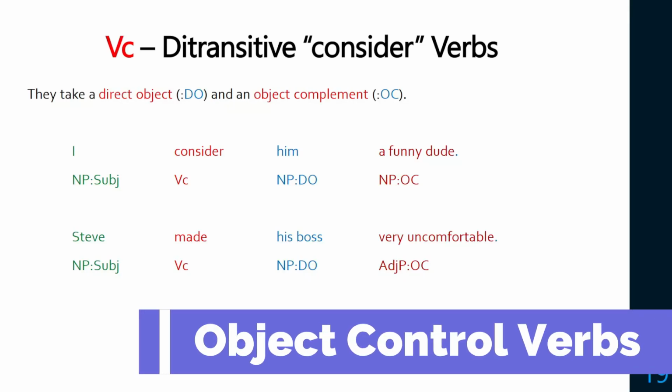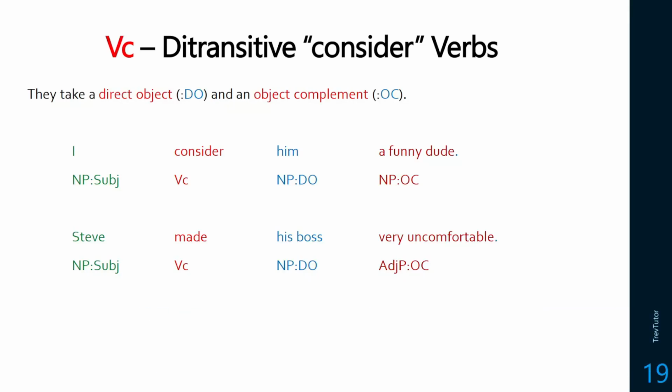The fifth verb type is the ditransitive consider verbs. So these are verbs that take a specific frame where the meaning is something like X considers Y, and then there's like this hidden "to be," and then there's some variable afterwards. So X considers Y to be Z. So I consider him a funny dude. Steve made his boss very uncomfortable.